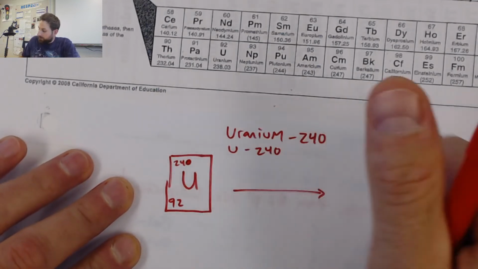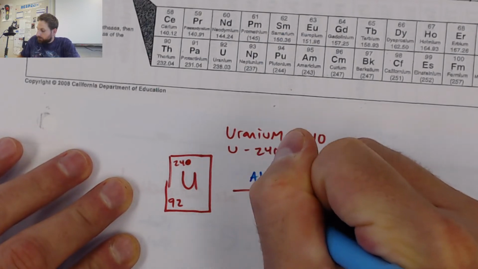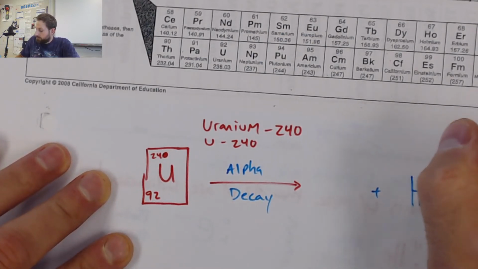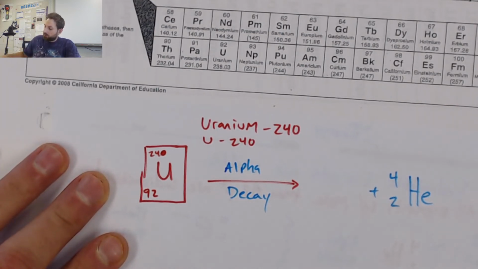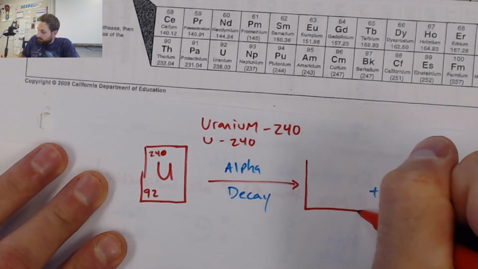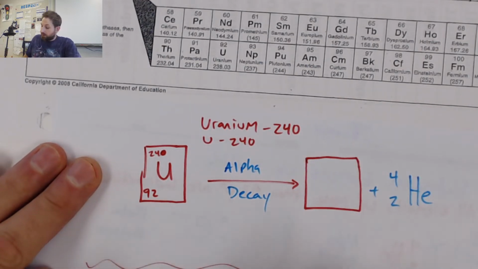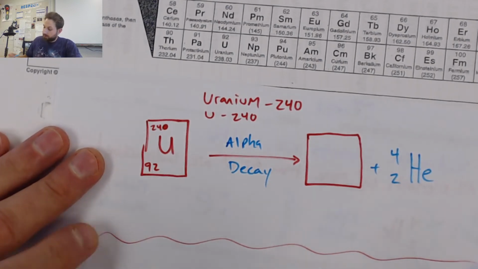If it undergoes alpha decay, we must make an alpha particle. And an alpha particle is a helium, right? So what we're really focused on is when alpha and beta decay happens, new elements are created. All right, so what new element are we creating?